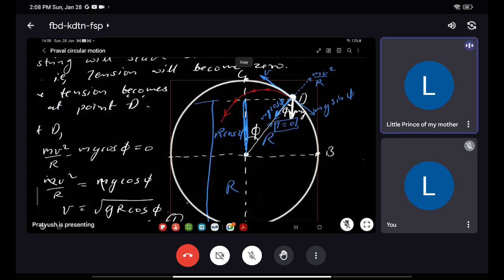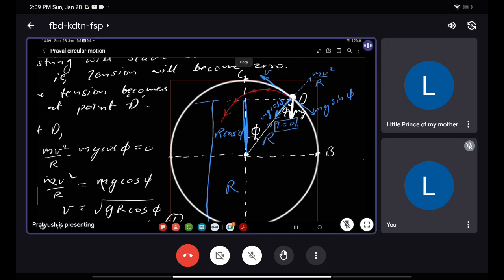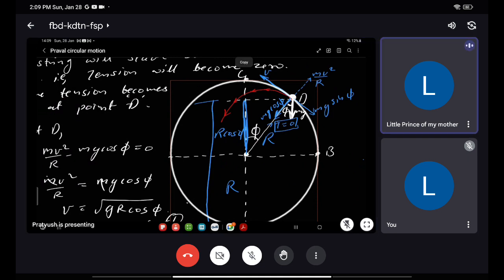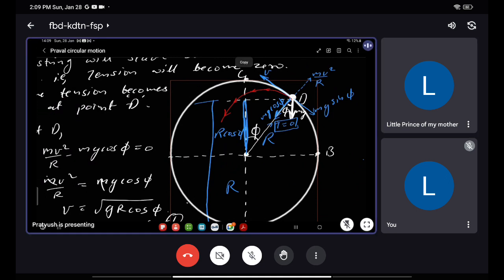Sir, what is meant by the slacking of the string? Slacking means it is becoming loose. Its tension becoming zero, sir. Yes, tension is zero now. So the string is loose, so the body is falling on its own.